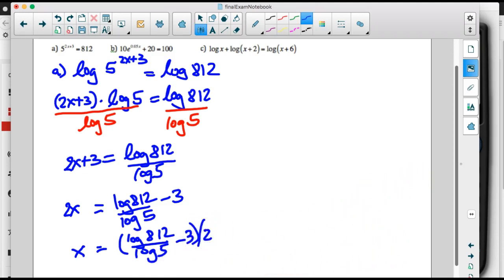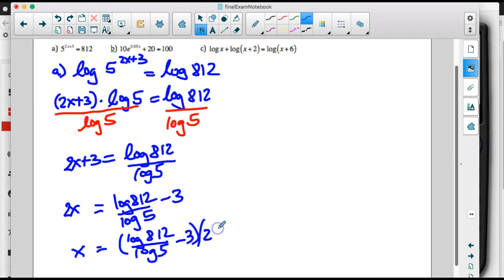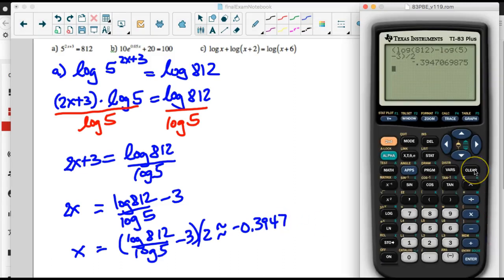So let's use our calculator and verify our answer. So let's find our answer first. So it's going to be parentheses log 812 minus log 5 minus 3, parentheses divided by 2. So the answer is about negative 0.3947. So approximately negative 0.3947. What we got on the calculator.